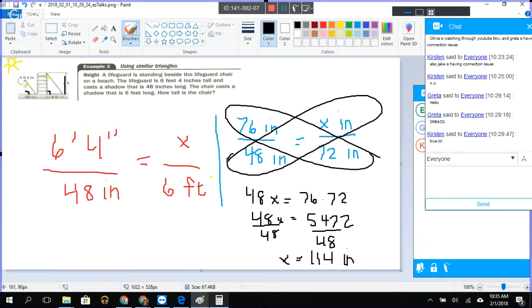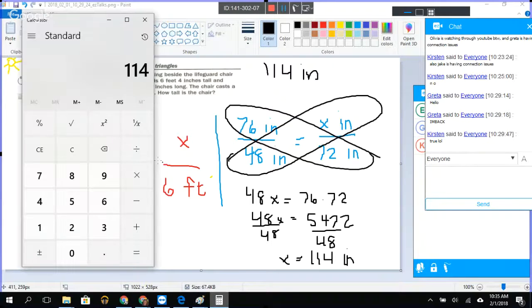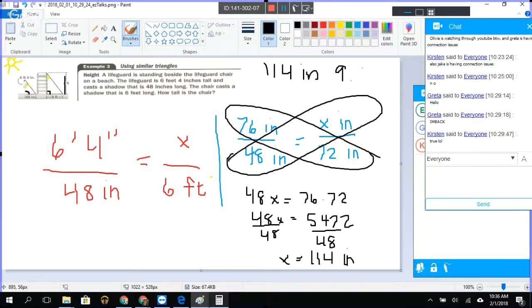This is our X up here, right? It's 114 inches tall. If we wanted to convert that to feet, we're going to divide by 12, right? I don't think it's going to divide out nicely. Oh, there we go. So it's 114 inches tall, or 9.5 feet tall. So now, last thing is look at the picture, look at the problem. Is that reasonable to assume that a lifeguard chair is about 9.5 feet tall? I'd say so. If you, for example, got that the lifeguard chair was 114 feet tall, then you might be a little worried. That'd be a little crazy.